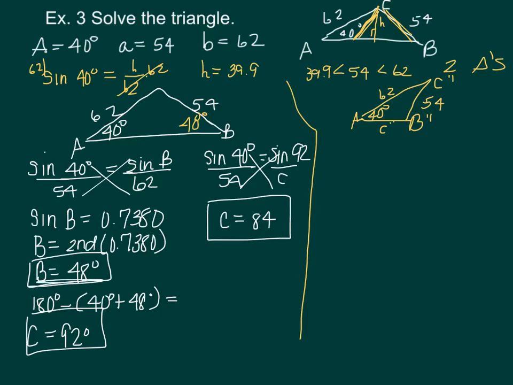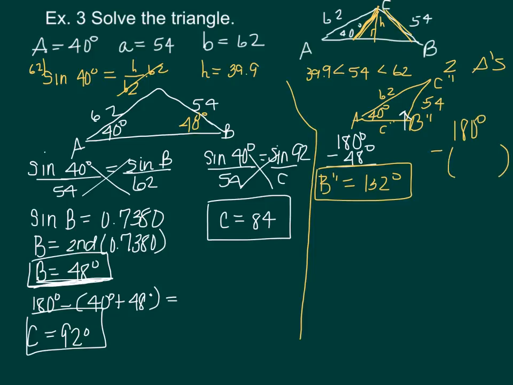Now, because my big angle B was 48, to find this angle B, you just do 180 minus 48 because they're in the same triangle. They are supplementary. And you're going to get your second B measurement is 132 degrees, which means to find angle C, or your second C, you're going to do 180 minus whatever 40 plus 132 is. And that should give you your second C, which is 8 degrees.